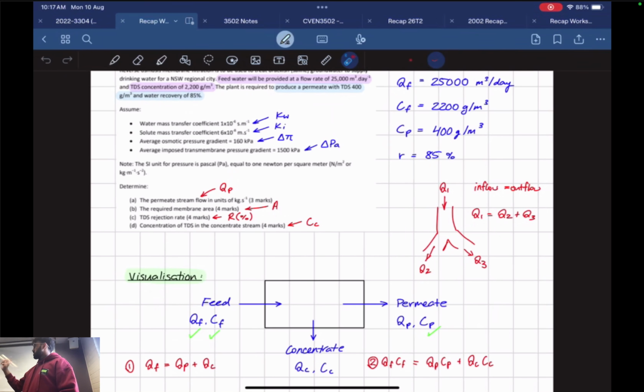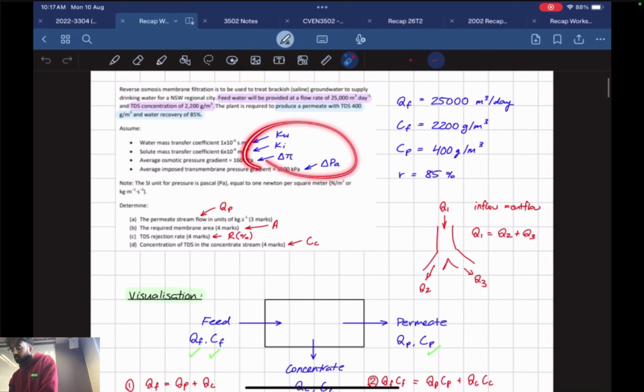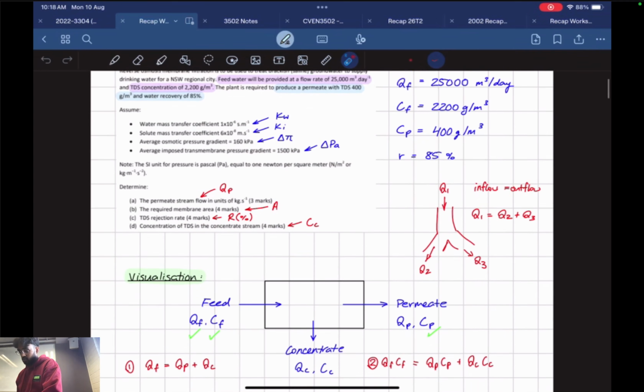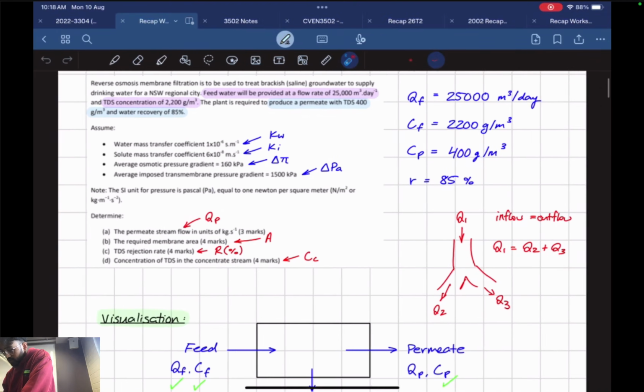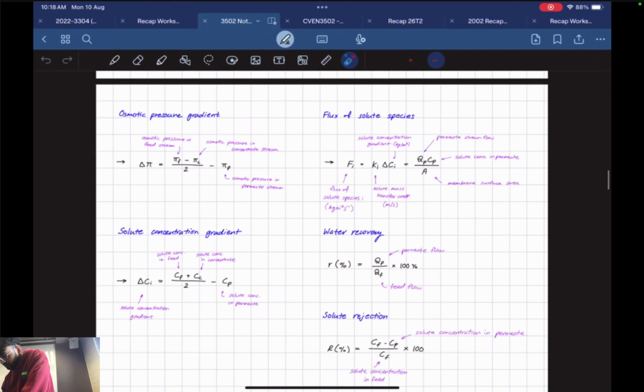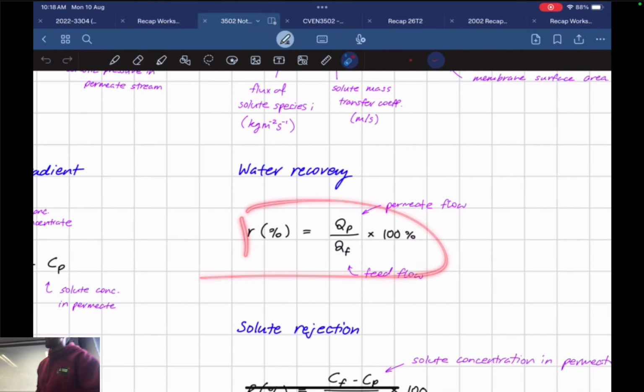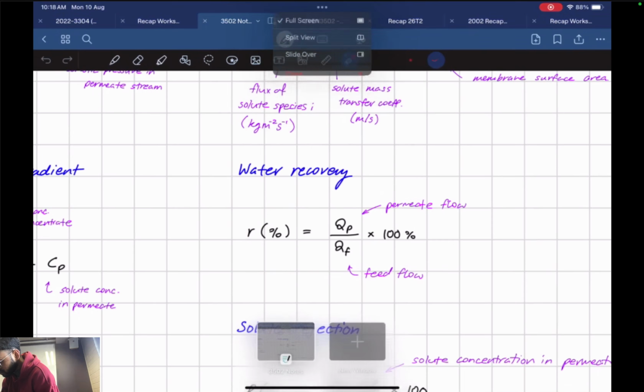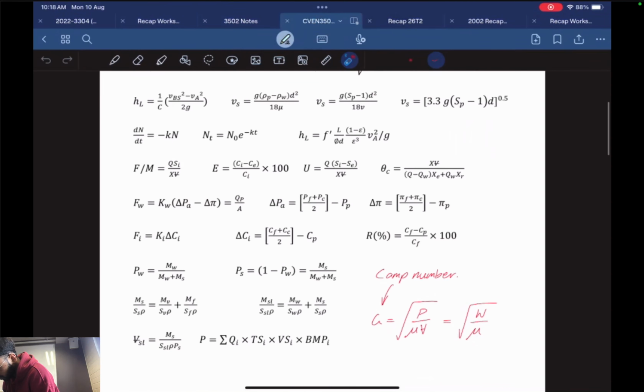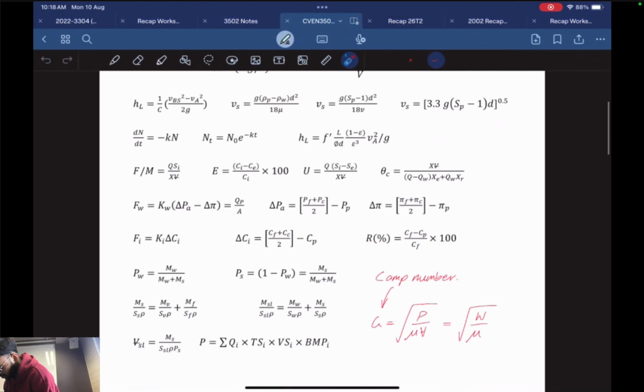While you're doing these questions, it might be worth doing some annotations like I've done here, trying to figure out what value we're trying to find. It helps to visualize the question. So QP. For this, I'm going to go back to my notes really quick. This is a water recovery formula, right? I think it's in the formula sheet. Is it? Bottom right. Oh, here it is. Bottom right.